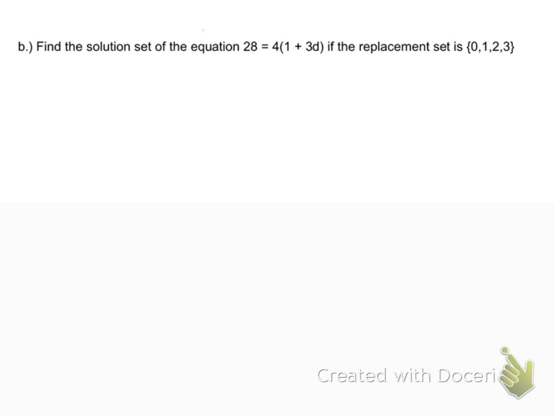The next one, the same exact thing. We just have a different equation. 28 equals 4 times the quantity 1 plus 3d. And your replacement set is 0, 1, 2, and 3. I'll give you guys some time before we come back together.